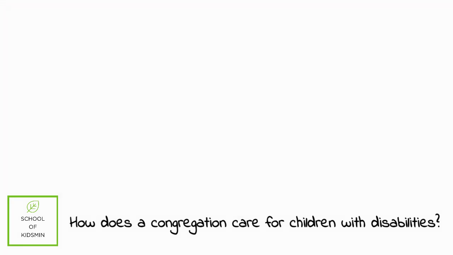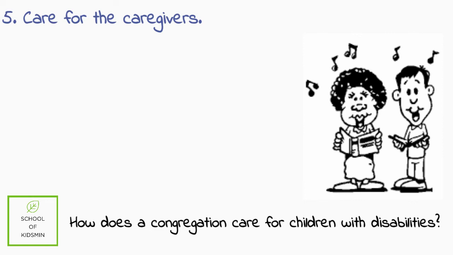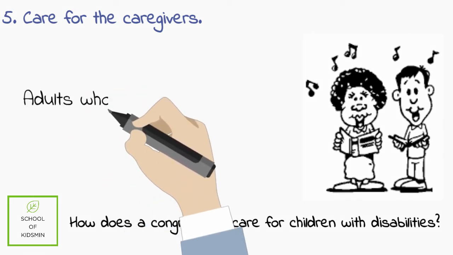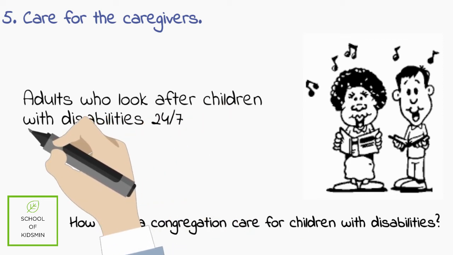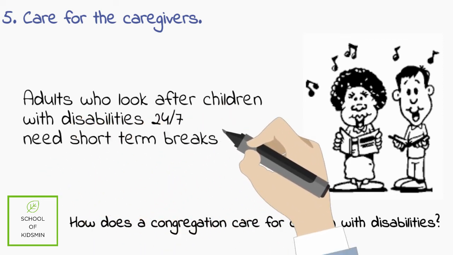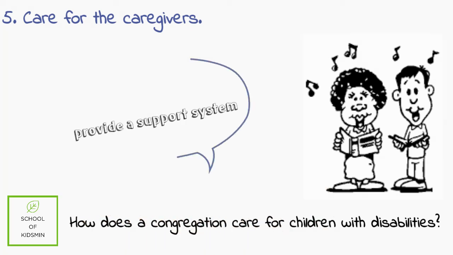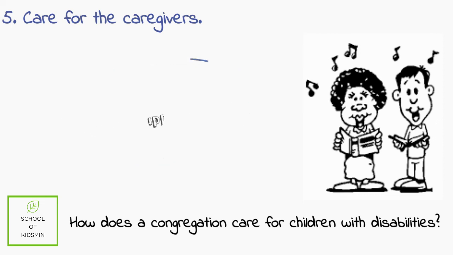5. Care for the caregivers. Adults who look after children with disabilities 24/7 need short-term breaks to rest, recharge, and look after their own needs. Provide a support system that allows parents to attend church together without worrying about their children. When feasible, offer a few hours of safe childcare in an individual or group setting.